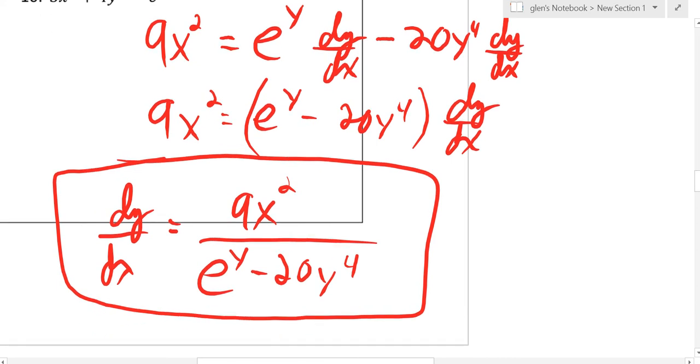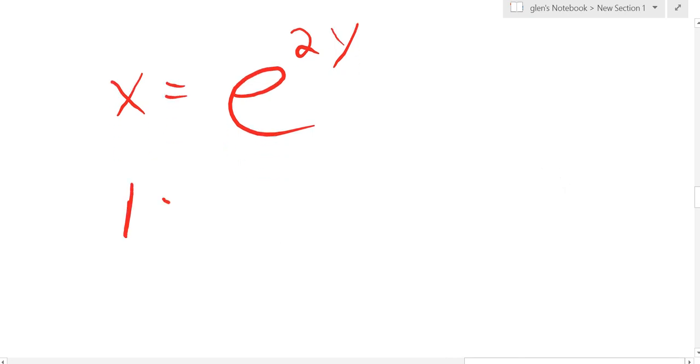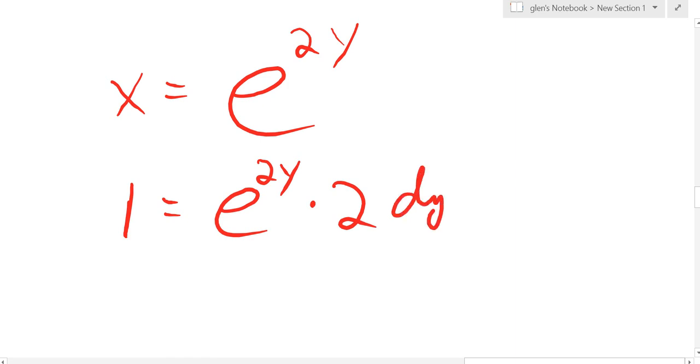e to the y is e to the 2y, right? Okay. Would the derivative of that be 2 times e to the y? Yeah. So let's check out this hypothetical here. If we were deriving e to the 2y, let's say x equals e to the 2y for some reason, this side becomes a 1. The derivative of e to a power is always e to the same thing times the derivative of that thing, and the derivative of 2y is 2 dy dx.